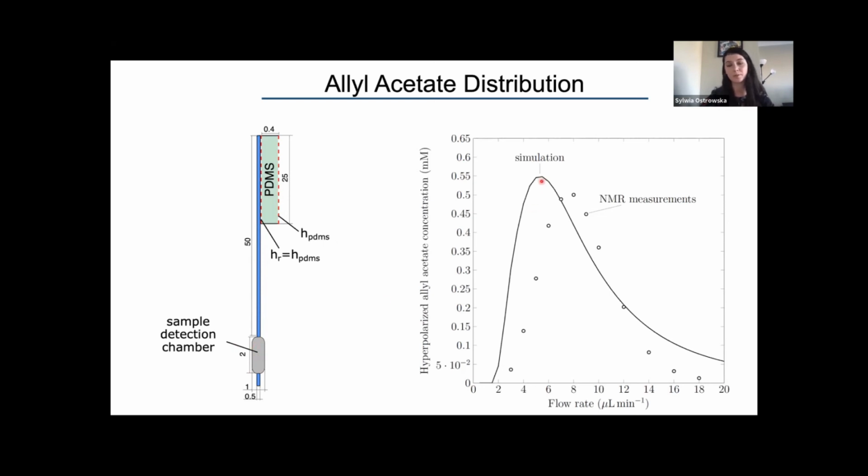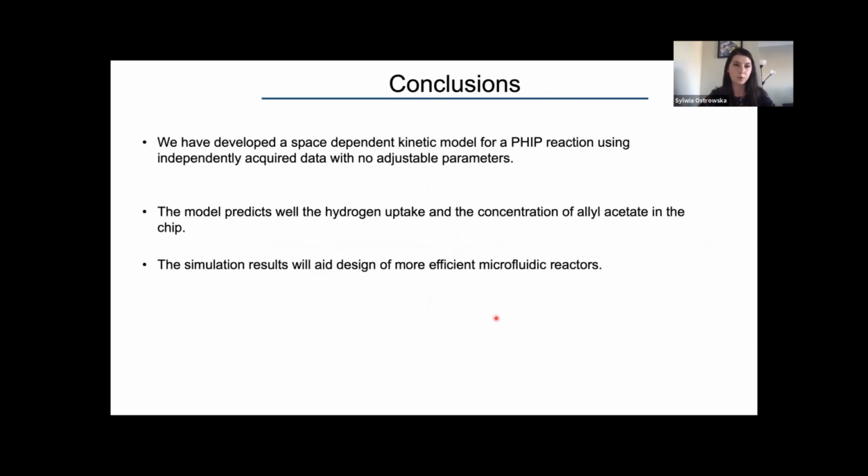And after the optimum, when we reach higher flow rates, we are simply not picking up enough hydrogen to actually form the product. So we are quite happy with our simulations, and I will conclude here. We have developed a space-dependent kinetic model for a PHIP reaction using independently acquired data with no adjustable parameters. The model predicts well the hydrogen uptake and the concentration of the allyl acetate in the chip. These simulations will be used to aid design of more effective microfluidic reactors.